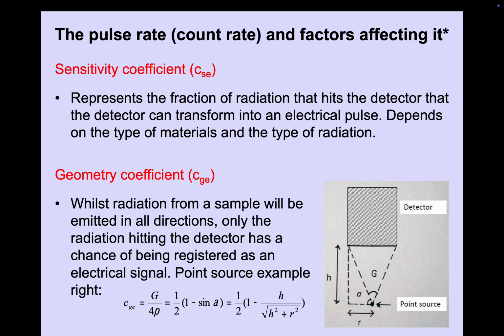Okay, so first up we have the sensitivity coefficient, C subscript SE. This coefficient represents the amount of radiation that comes into the detector that actually has a chance of being transformed into a measurable electrical pulse. And that can be for particle types of radiation, so alpha or beta, and also electromagnetic radiation, so gamma. Now, this sensitivity coefficient we will find is going to depend upon the type of material that the detector is made from, and also the type of radiation that is impacting the detector.